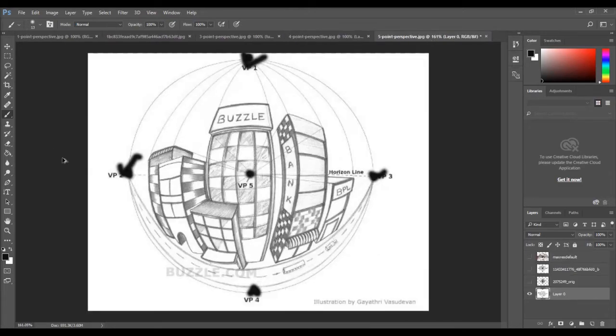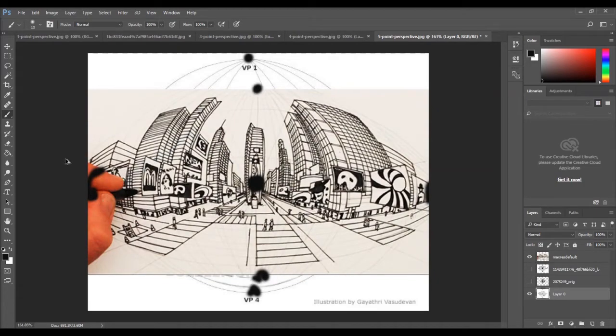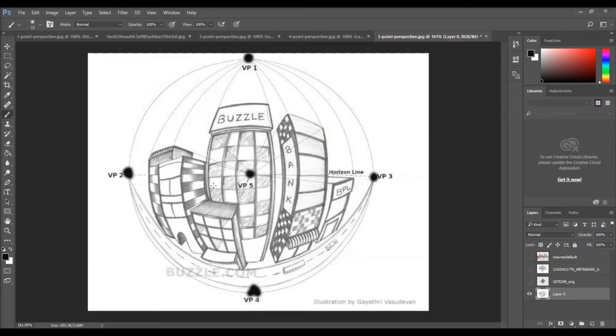In 5-point perspective, you can see 5 vanishing points. As we discussed, in 4-point perspective there are 4 vanishing points. It's the same thing, but in 5-point perspective the 5th vanishing point is in the center of the picture, the center of the image, the center of the view. Like you can see here, vanishing points 1, 2, 3, 4, and vanishing point 5 is in the center. So it's called 5-point perspective.